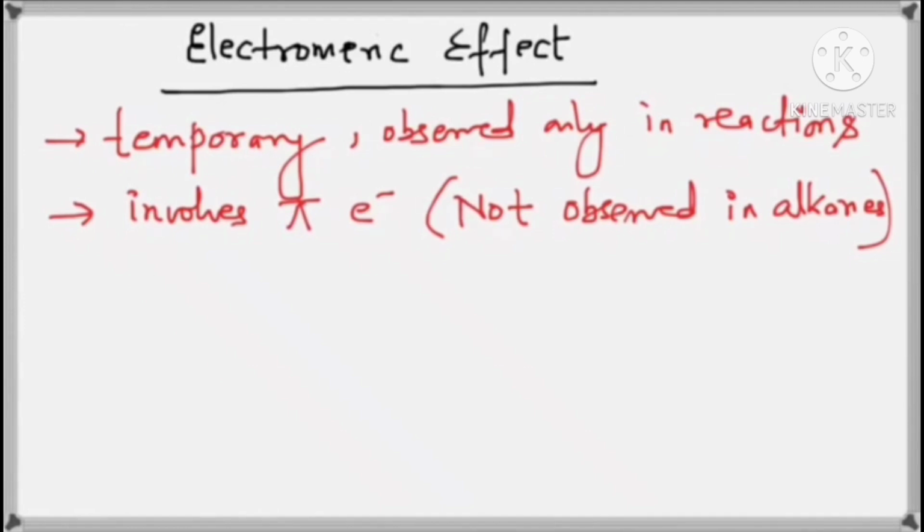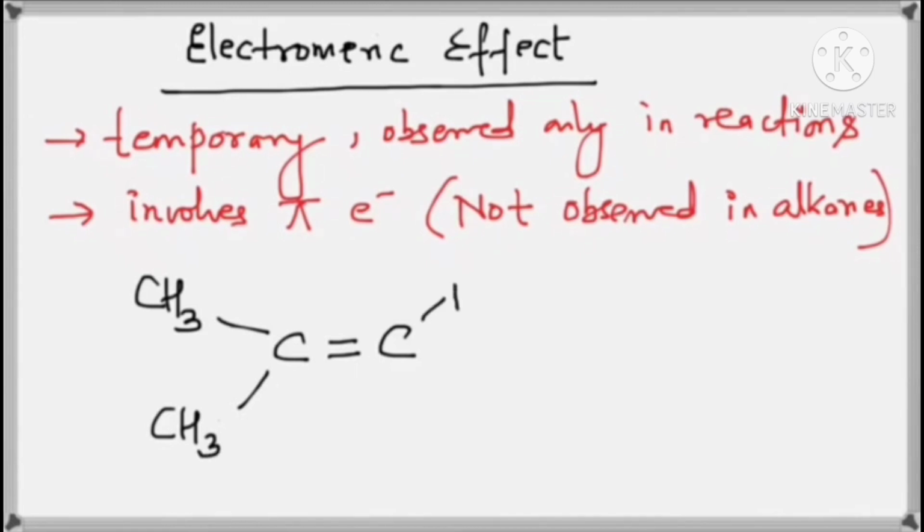Imagine we have a molecule like this, where we have CH3 attached to a carbon atom, and then on this side we can take another CH3, and on the right hand side let's take an H and another H atom. So this is an alkene, CH3 C double bond CH2 and CH3. This alkene will only show the electromeric effect in a reaction when it is approached by some other species. For example, if we take H plus approaching this alkene, let's see what happens.